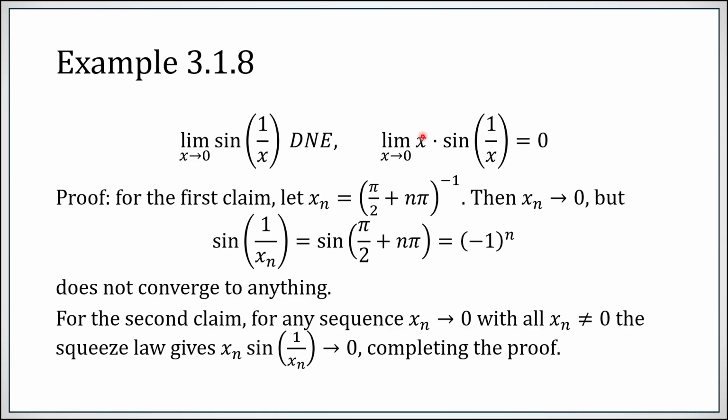For the second claim, now we can simply take any sequence x_n converging to 0, but none of them equal to 0, because we're not going to plug that in. But now by the squeeze law, this sine, while it's doing crazy things, if I multiply it by x, that is in between plus or minus 1 times x. That gets squeezed down to 0 as x goes to 0. So x_n times the sine of 1 over x_n is forced to 0 by the squeeze law for any sequence x_n converging to 0, no term of which is equal to 0. So by the previous proposition, the limit of x times sine of 1 over x as x approaches 0 must also be 0.